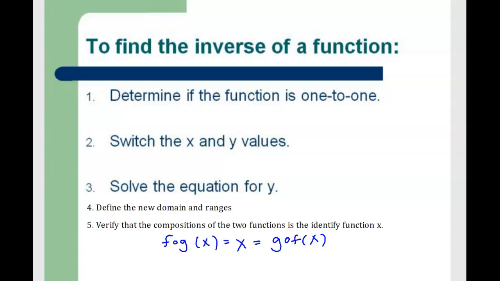To find the inverse of a function, we have to determine if the function is one-to-one. If the function is one-to-one, then we switch the x and y values, solve the equation for y, define the domain and range, and verify that the compositions of the two functions are going to equal x. So we're going to do function composition. So again, everything so far we're talking about is the old way of finding an inverse of a function algebraically.